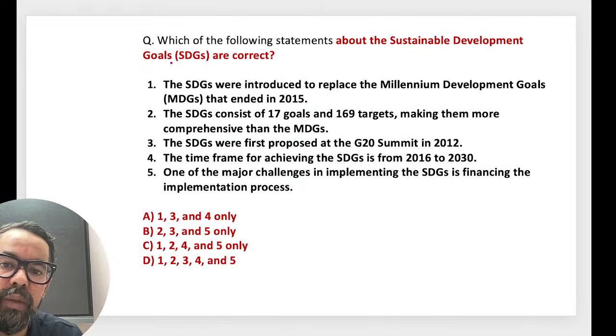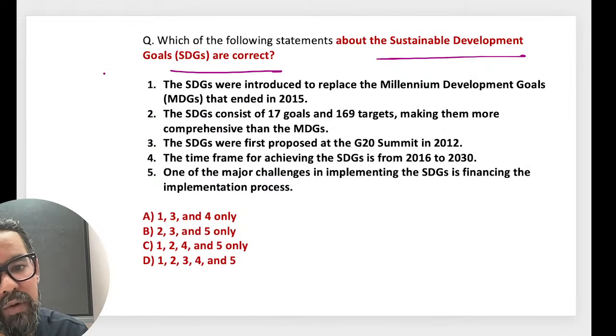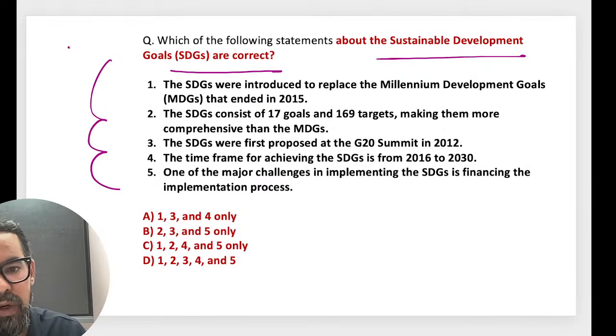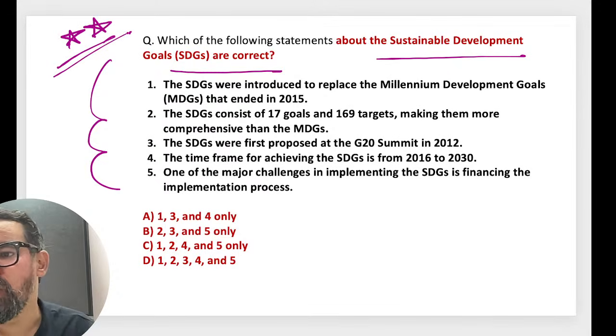Alright, chalo, next one. Which of the following about the sustainable development goals are true? Very important question. Let's hope everybody will be able to mark the correct answer for this one.